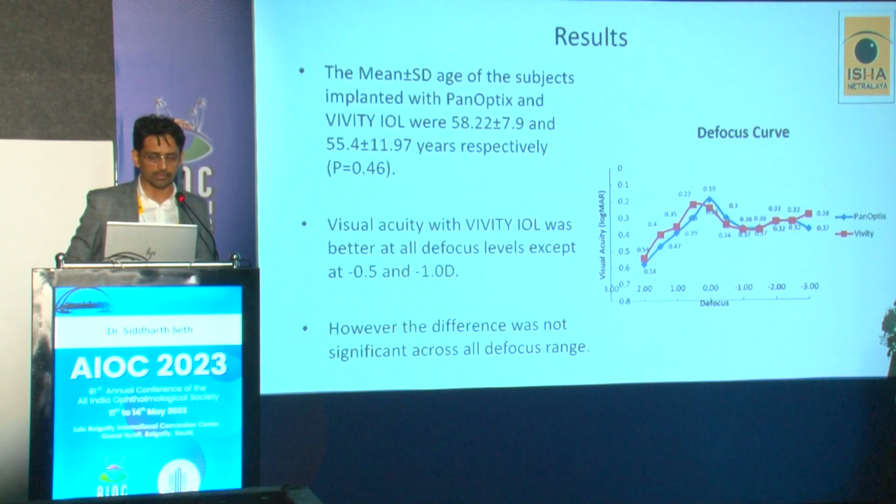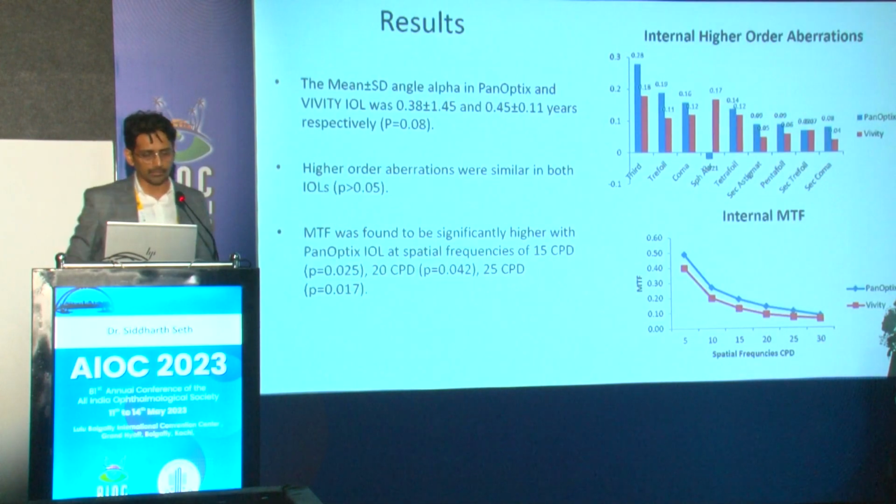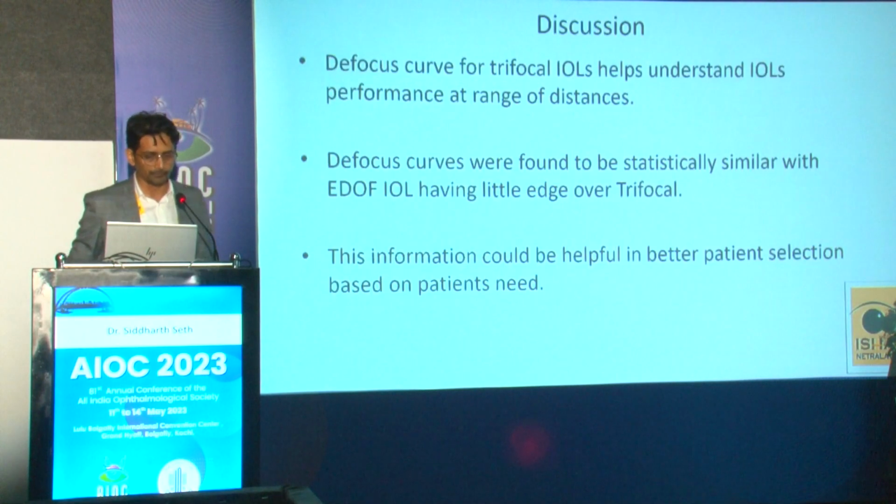Visual acuity defocus curve showed visual acuity with VVT IOL was better at all the defocus levels except at -0.5 and -1 diopter. However, this difference was not clinically significant. The internal higher order aberrations were similar in both the groups, whereas modulation transfer function, which is actually a function of image contrast to object contrast, was found to be significantly higher with Panoptix IOL at specific spatial frequencies of 15, 20 and 25 CPD.